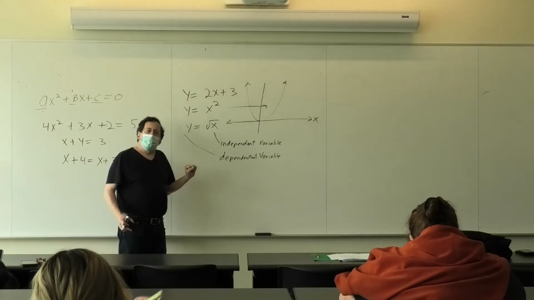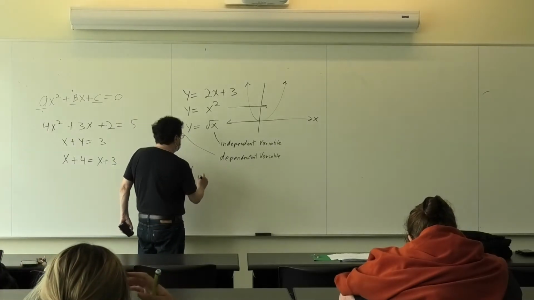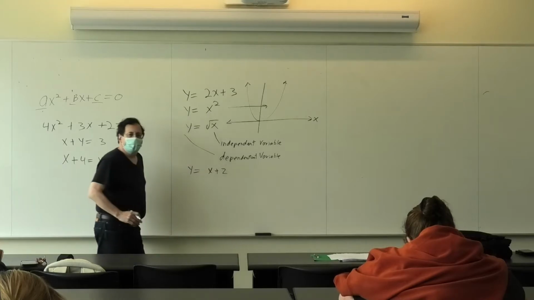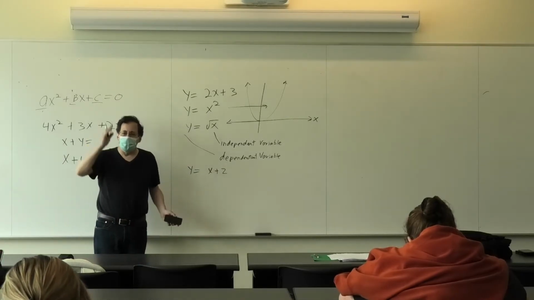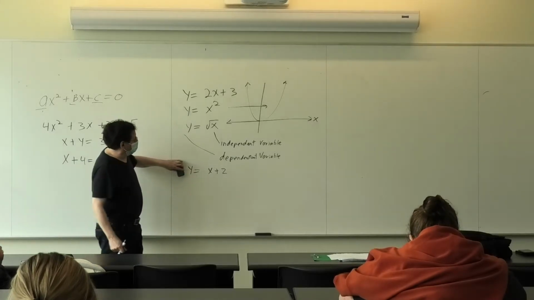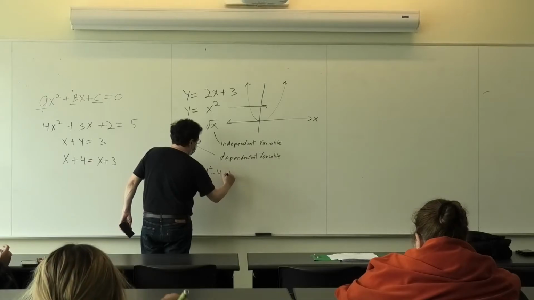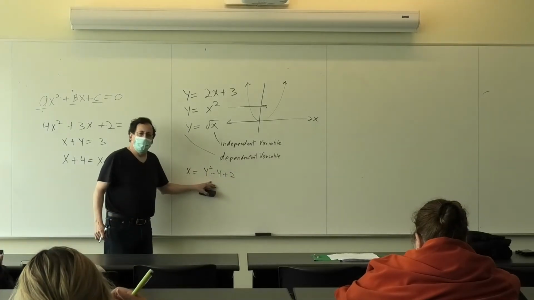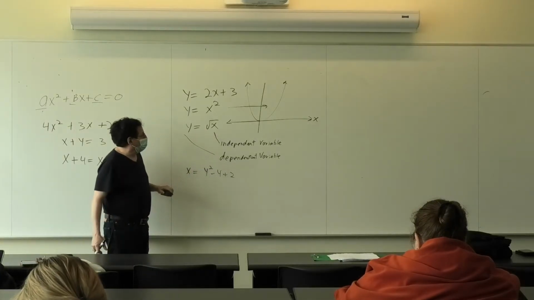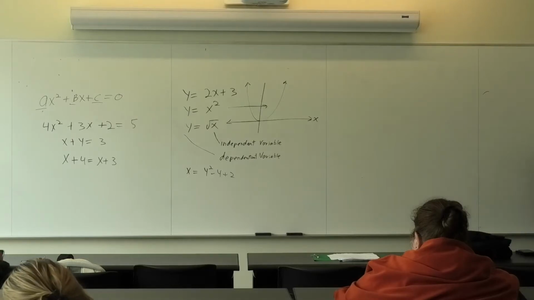I don't think we'll do anything like this in this class, but you could have two independent variables. You could have y is equal to x plus z. Z could be off in yet another dimension. Now this is contextual too, because if I wrote x equals y squared minus y plus 2, I'm using y here as the independent variable. It's very rare we do that. We're almost always using x, just as convention. There's nothing absolute about it, though.